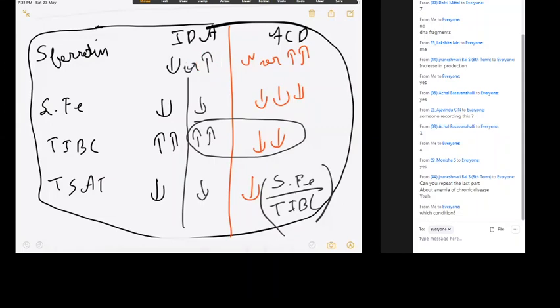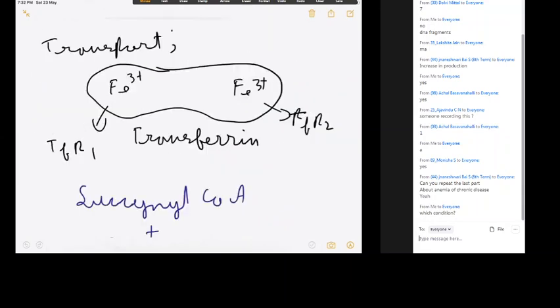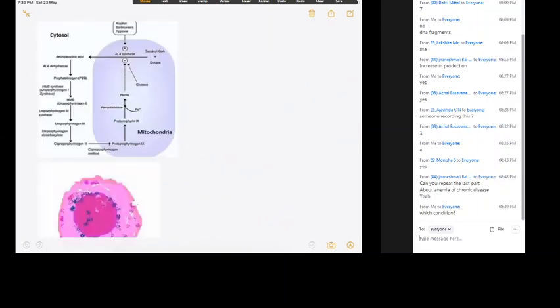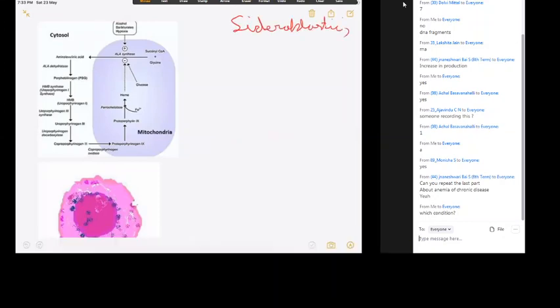If you guys are free, I can go ahead and tell you one more important topic. I'll tell you about sideroblastic anemia. This is not required. I'm just doing this a little bit extra, but then you guys can leave. Okay, what is sideroblastic? Sideroblastic is something related to your iron.